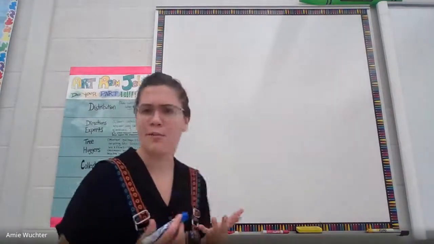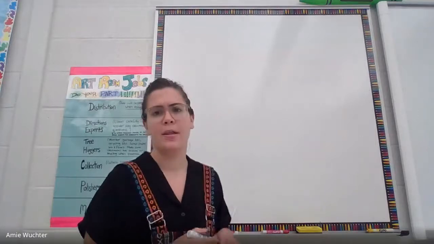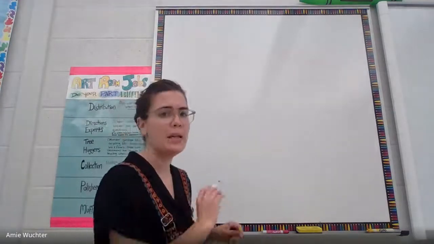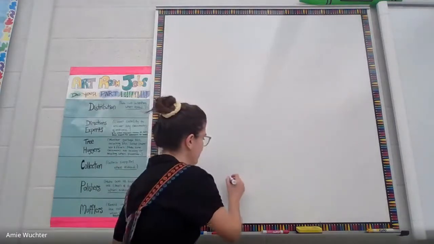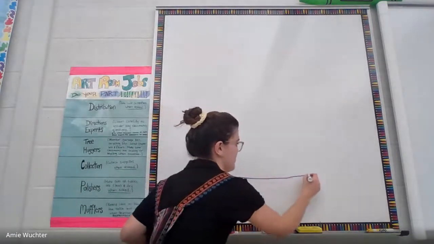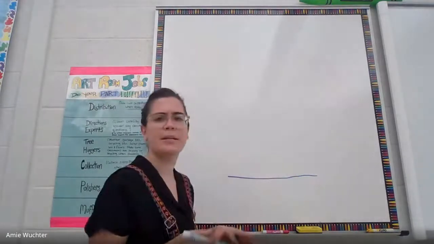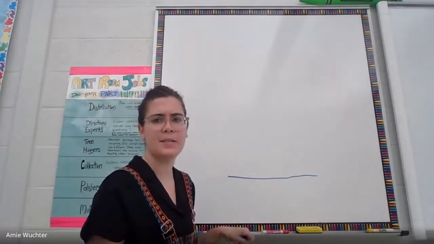And to start our fort, we're just going to build the ground. So we're just making a line going across our whiteboards or our papers, like this. Just a line going across. It doesn't have to be perfectly straight.